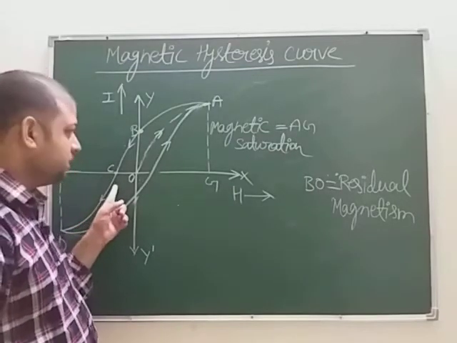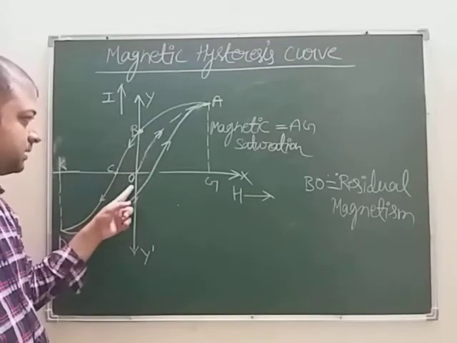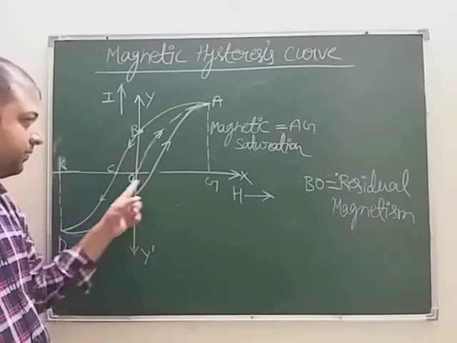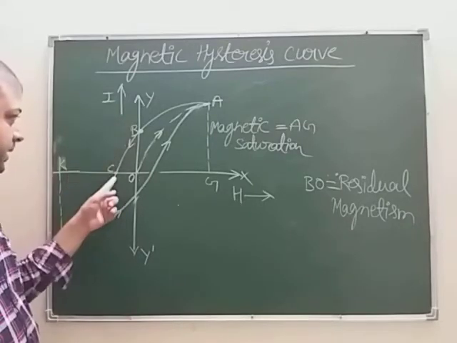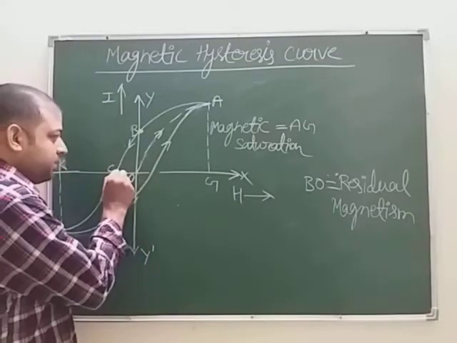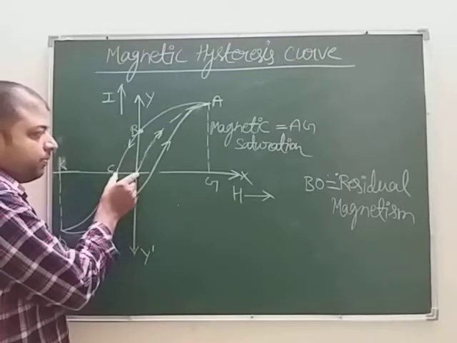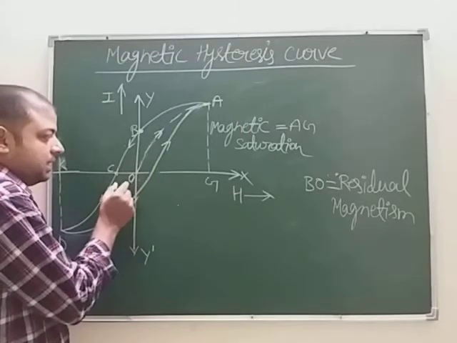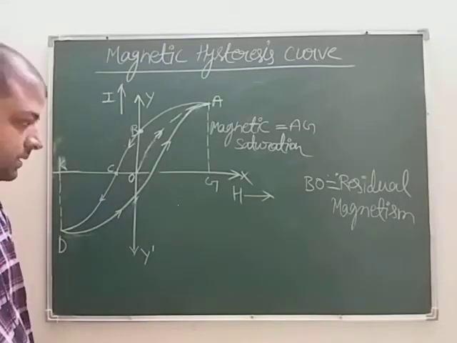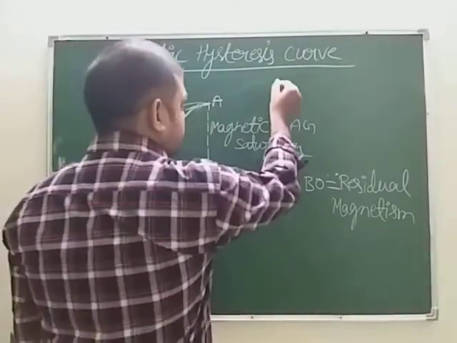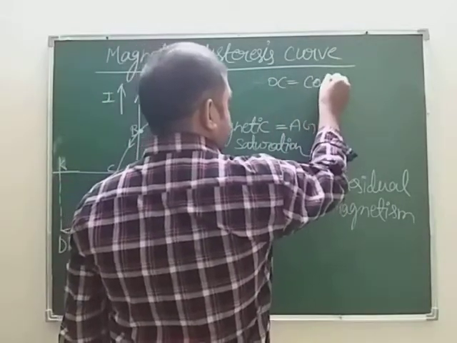Again, I will repeat: after point B, if we increase the value of the magnetizing field in the opposite direction, at point C the intensity becomes 0. Observe this point C: at this point the intensity is 0, whereas there is some value of magnetizing field H in the negative direction. This OC is called coercivity. I will write it down here: OC is called coercivity.